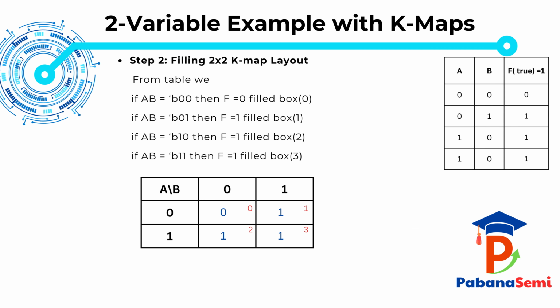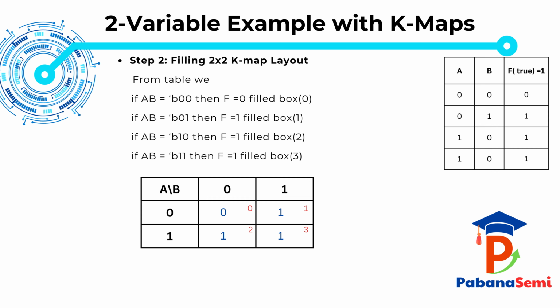We will fill the K-map layout directly from the truth table, mapping truth table to K-map cells. First, look at the input combination AB equals 0, 0. From the truth table, when AB is 0, 0, the output F equals 0. So we place a 0 in the K-map cell corresponding to row A equals 0 and column B equals 0. This is also called box 0 or minterm M0.